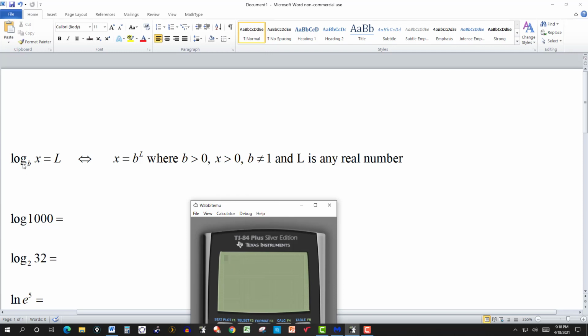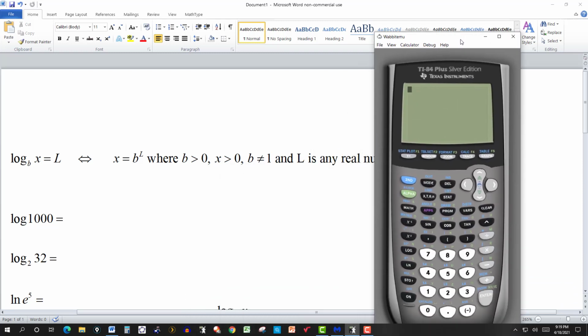First, let me point out here that for this log of x to base b, if no base is indicated and they're using log, then the base is understood to be 10. Otherwise, they'll use ln, which is the natural log, and that's the log to base e. So let's look at the calculator first.